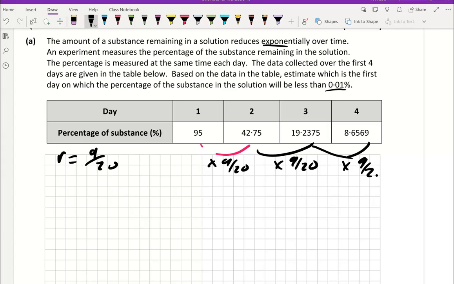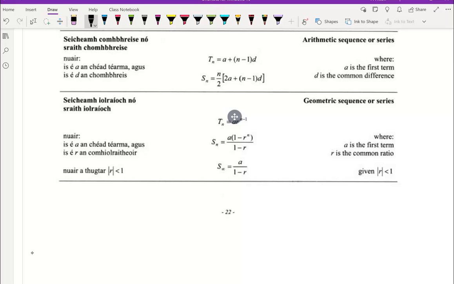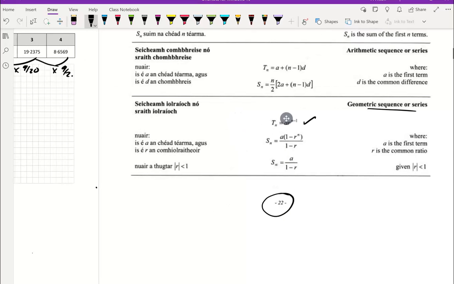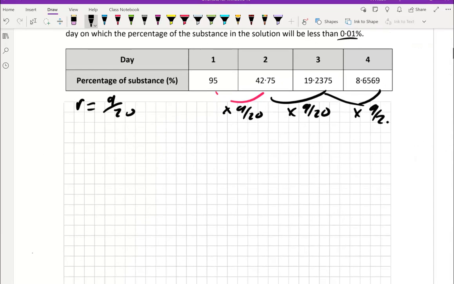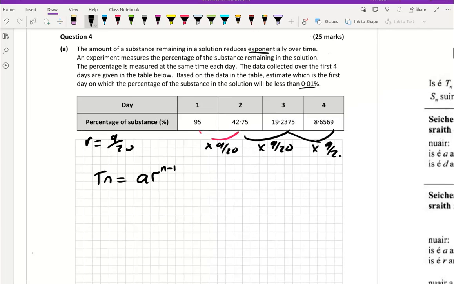Okay, so let's go look at the sequence and series section of our formula book and write down the formulas. The geometric sequence formula is located in the second section of page 22. And we have Tn is equal to a multiplied by r to the power of n minus 1. So Tn, the term, is equal to a multiplied by r to the power of n minus 1.